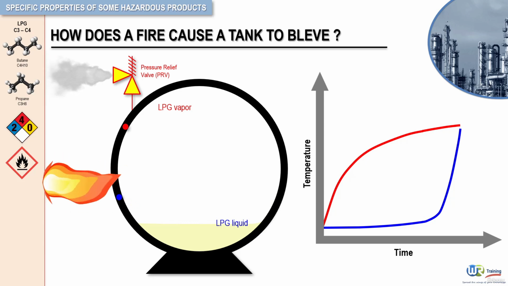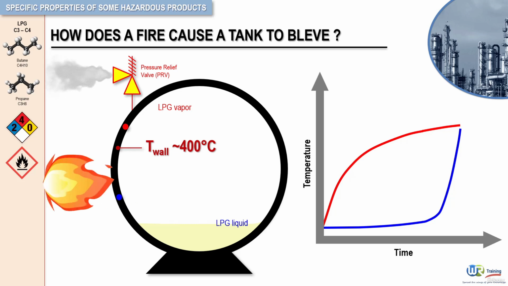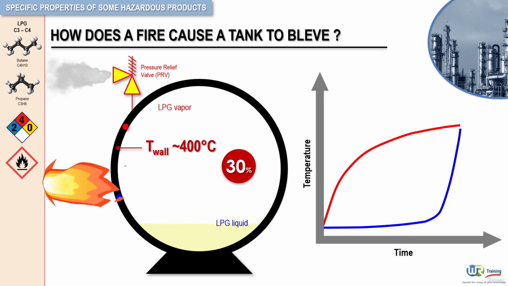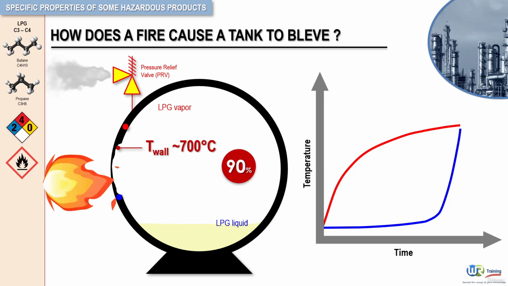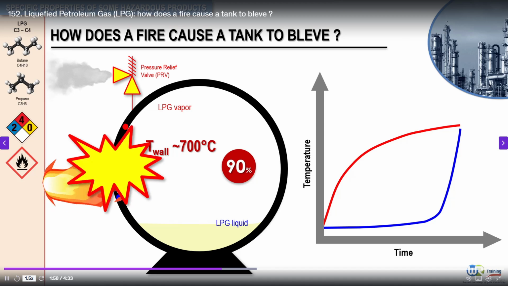Wall temperatures quickly reach 400 degrees Celsius over the vapor space, weakening the steel by 30%. Above 600 degrees Celsius, steel strength drops dramatically. By the time the wall reaches 700 degrees Celsius, minutes later, the steel has lost 90% of its strength. Under pressure, the thinned and weakened shell fails, resulting in a catastrophic BLEVE.